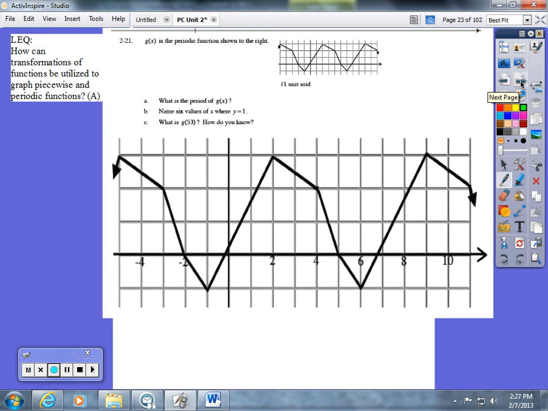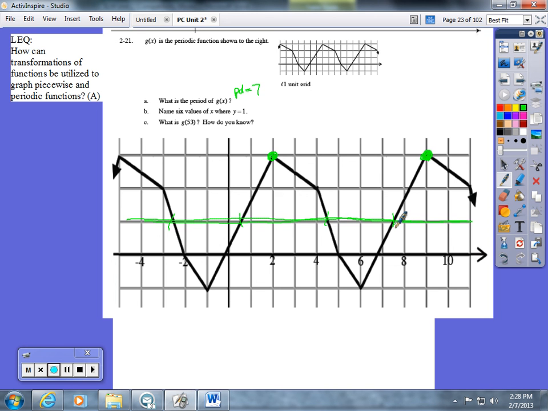Last, number 21. What is the period of g(x)? Choose 2 points that you know, easy points like maximums or minimums. How far apart are they? They're 7 units apart. So the period here is 7. Name 6 values of x where y is 1. So you go to y equals 1, that horizontal line, and find 6 values of x. We can name them right here: negative 2.5, 1/2, 4.5, 7.5, and so forth. Every 7 apart.